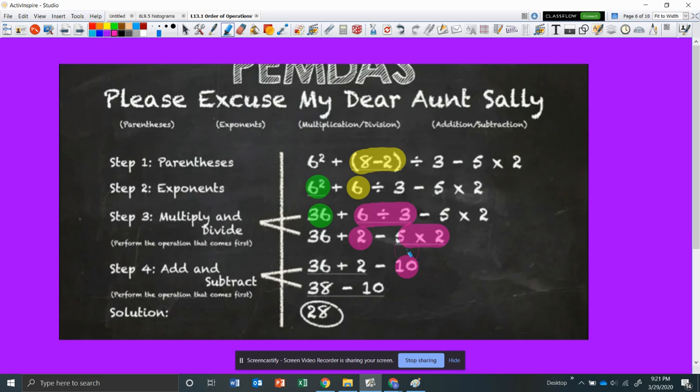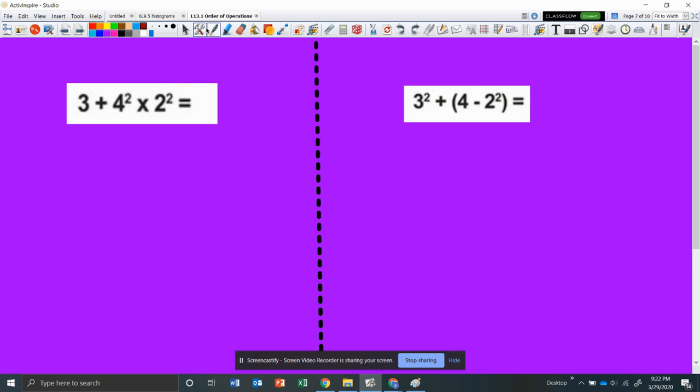And so now I've got the problem 36 plus 2 minus 10. So I'm going to do 36 plus 2 is 38, and 38 minus 10 is 28. Okay? So let's try one of these here.